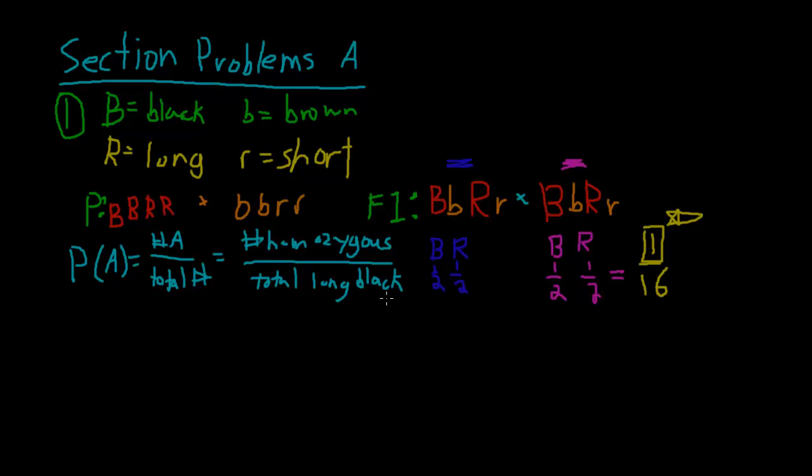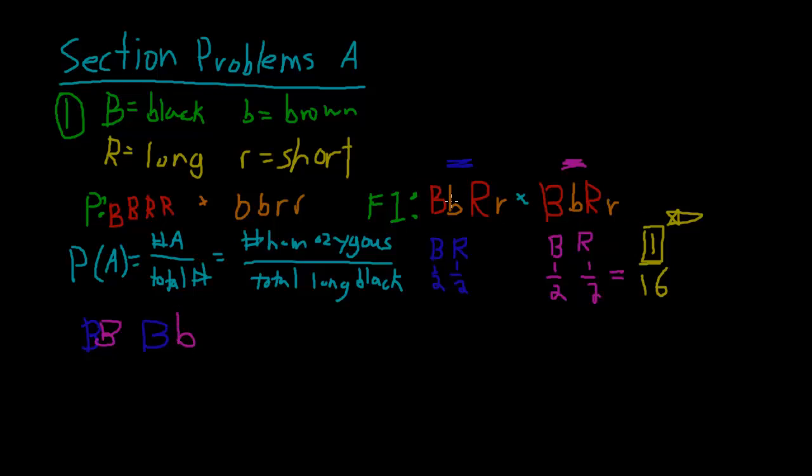Now we have to find the total number of long black. How can this happen? So we know that we have 2 alleles, or 2 genes, B and R. For B to be the dominant black, it has to be big B, big B, right? It has to receive big B from both parents, or it could be big B, little b, right?